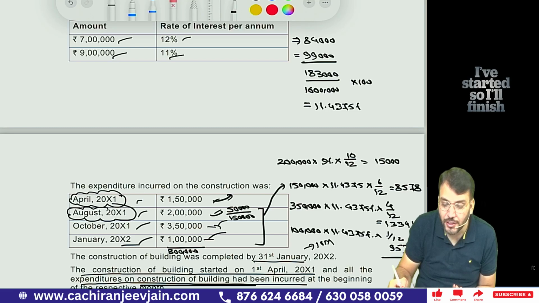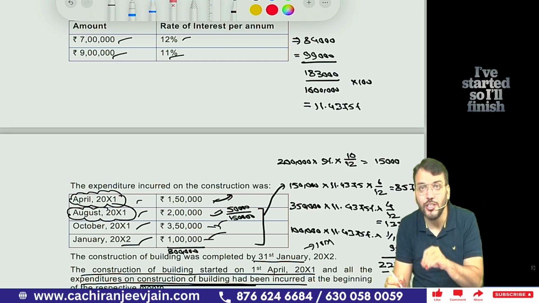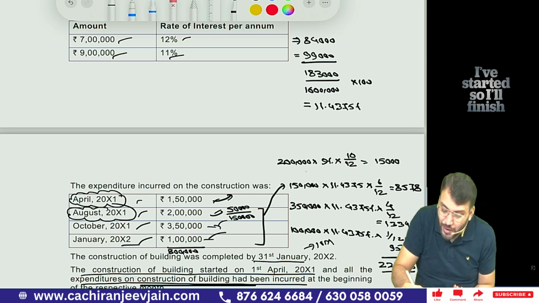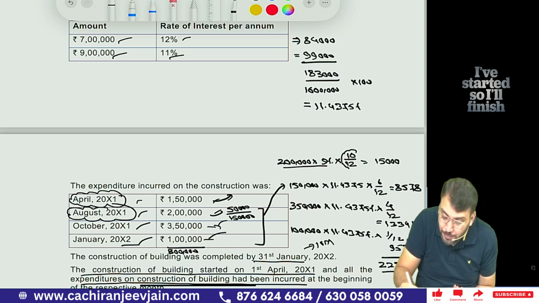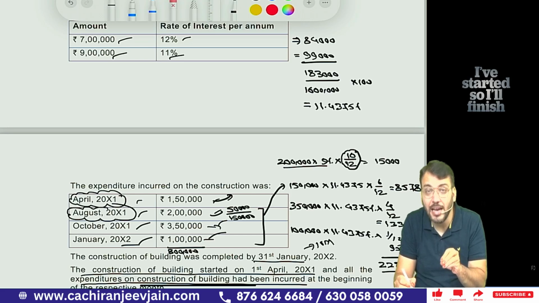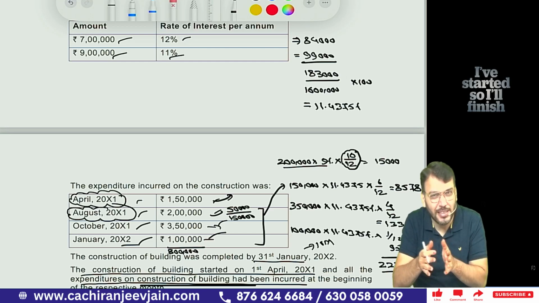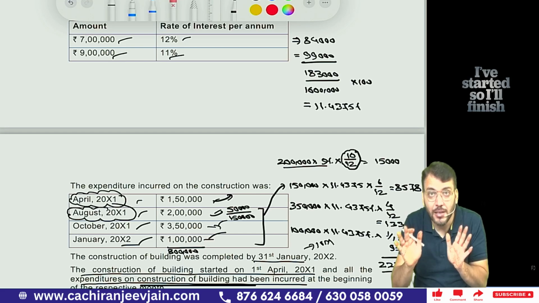It is coming 22,875. This can be the borrowing cost for non-specific borrowing. Only one doubt will come, sir. Why have you taken 2 lakh into 9% for the entire capitalization period? For specific borrowing, we will capitalize the borrowing cost irrespective of the month of expenditure, for the entire loan amount.